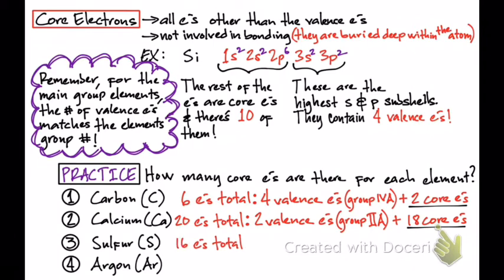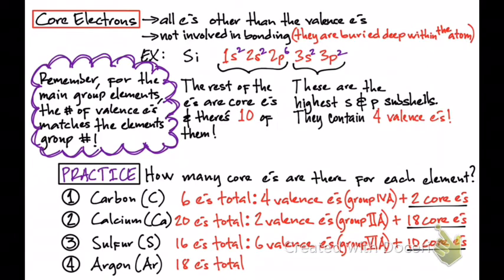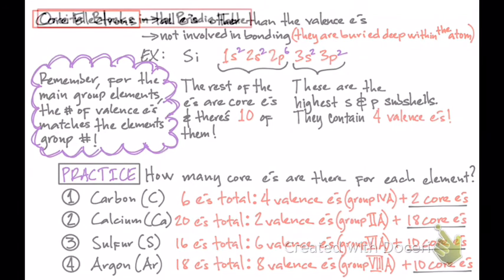And then sulfur has a total of 16 electrons, and 6 of them are valence electrons because it's in group 6. So 16 minus 6 gives us 10 core electrons. And then the last one here is argon, and it has a total of 18 electrons, and 8 of them are valence electrons, and so it also has 10 core electrons.